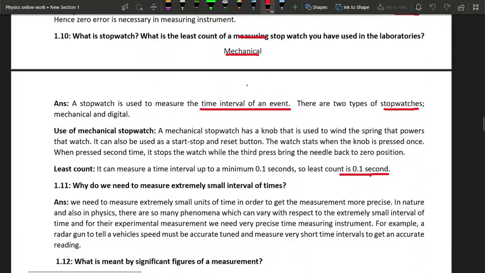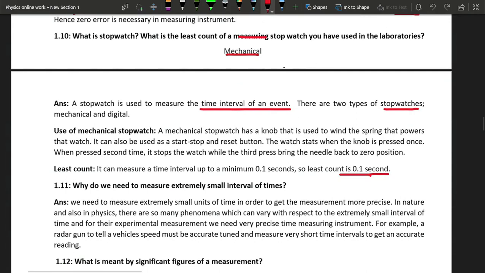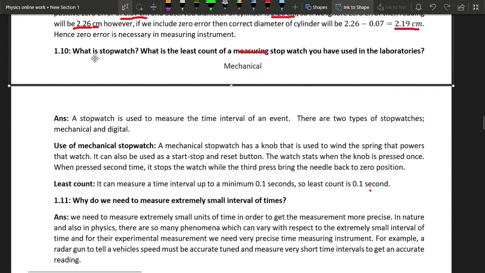Assalamu alaikum students. In the last lecture we completed exercise question 1.9. So let's start with question number 1.10. What is a stopwatch and what is the least count of the mechanical stopwatch you have used in your laboratory?